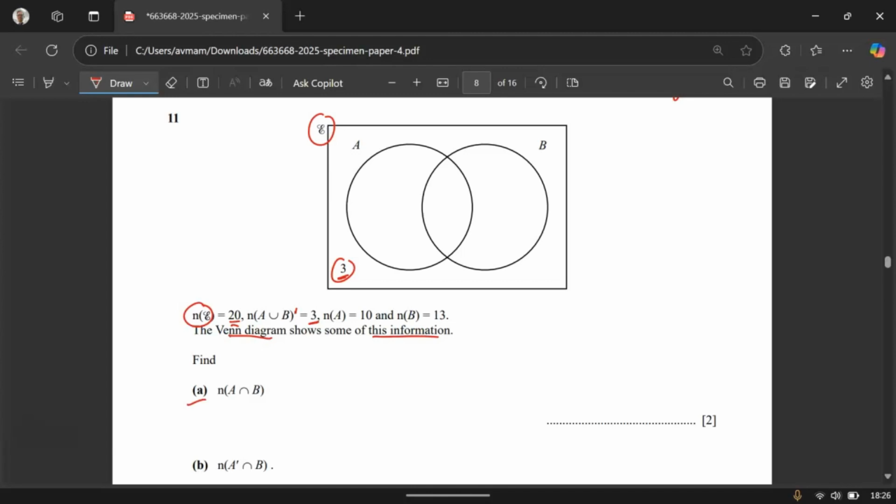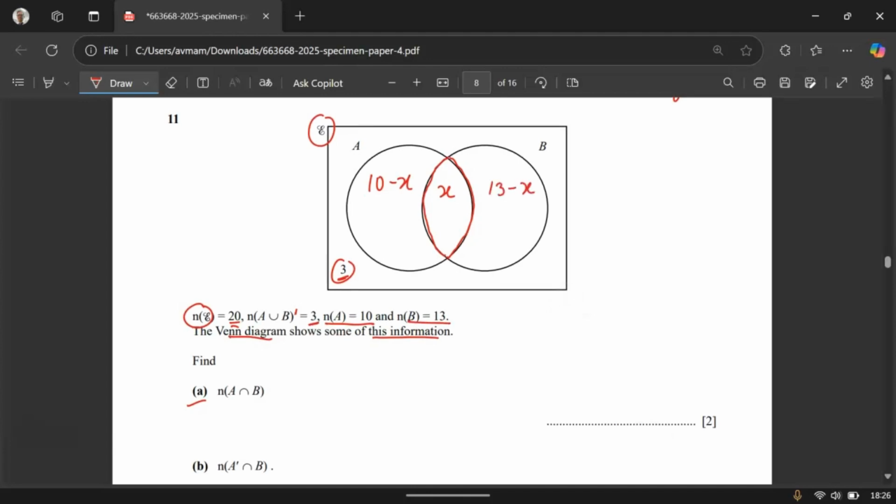So A intersection B is the overlap of A and B. We can use algebra. Just label this as x. Let's say the A intersection B is x. And now let us look at A. A is 10. So to find the remaining part of A, we can write 10 minus x. Likewise, B is 13. So we can write this as 13 minus x.